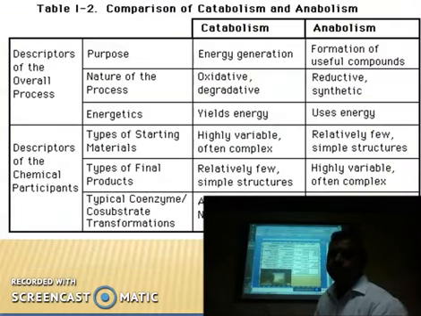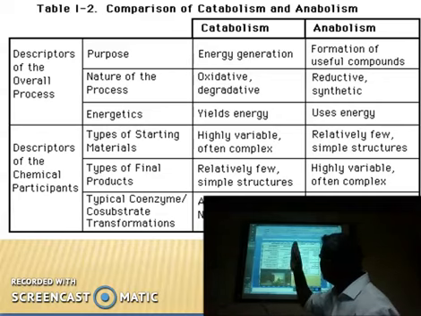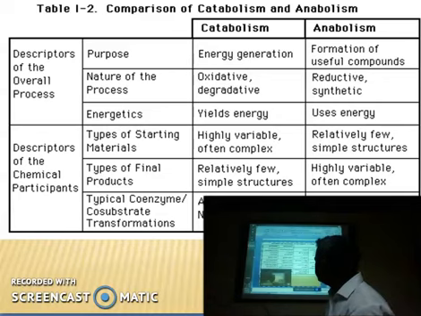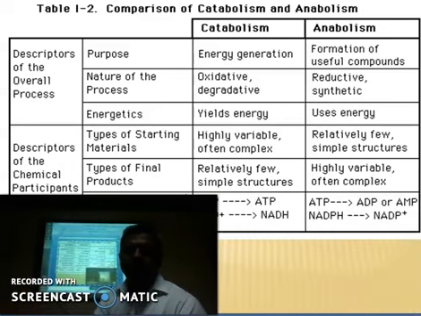Same as I started in the first lecture: what is catabolism, what is anabolism. Same thing is here, but here is the description of the overall process, and the description of the chemical participants involved is also given. So first, you have to classify it into these 6 parts: purpose, nature of the process, energetics, type of starting material, type of final product, and typically coenzyme and co-substrate transformation. Okay, this is all about catabolism and anabolism.